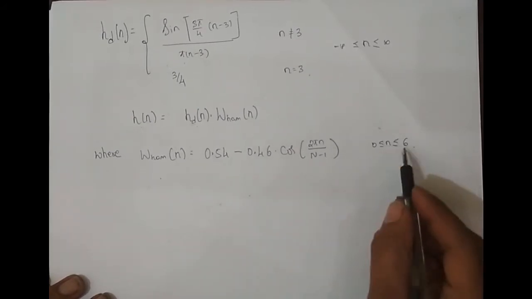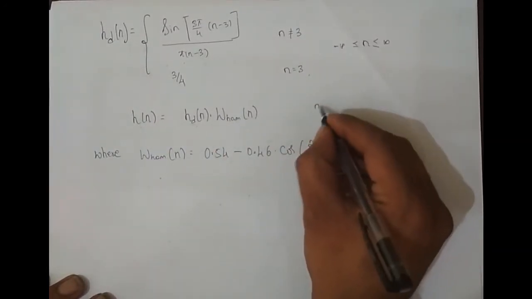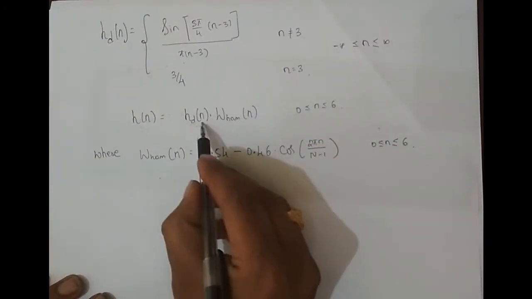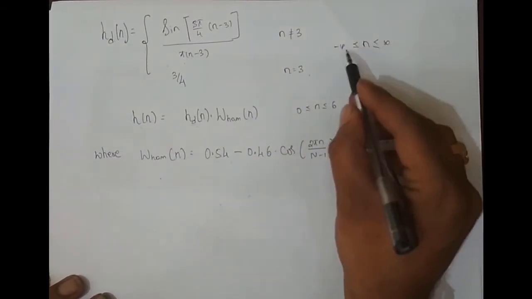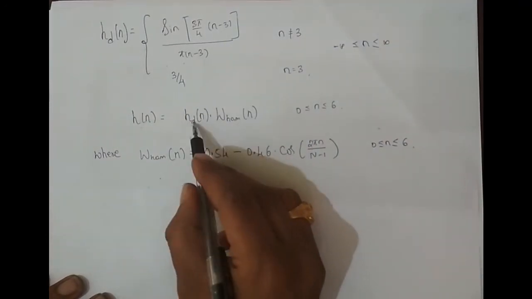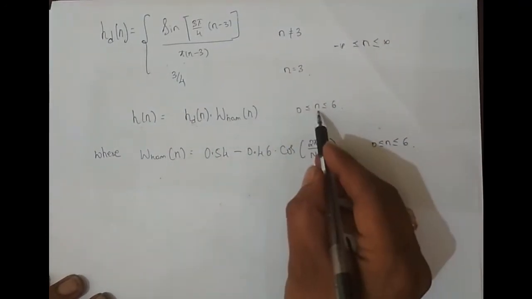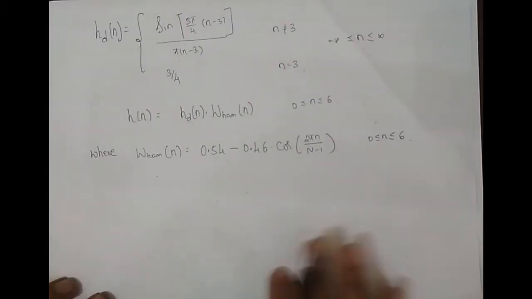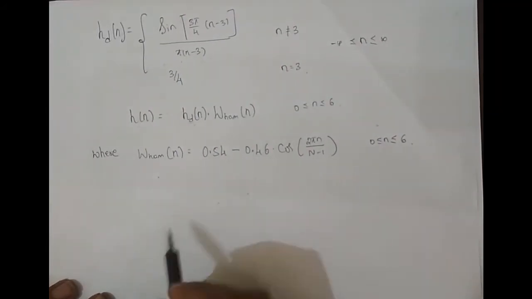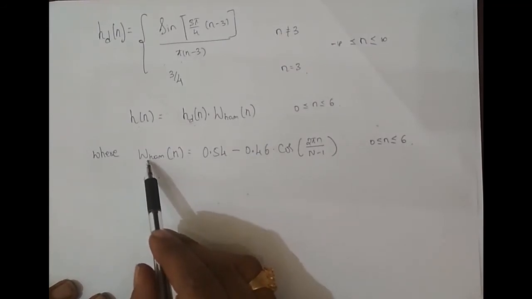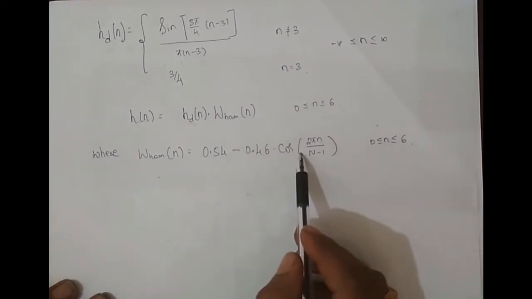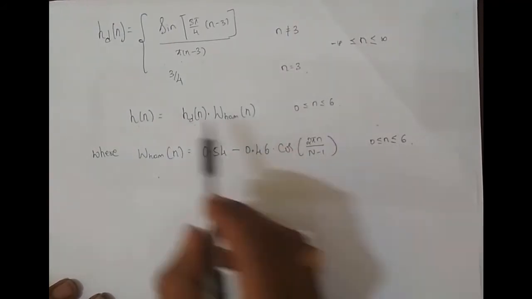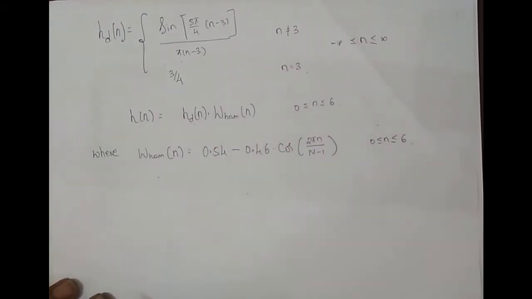Since n is varying from 0 to 6, what is the length? The ultimate length here is also n varying from 0 to 6. hd of n is varying from minus infinity to infinity. When I multiply this infinite length sequence with the finite window function, I end up with 0 to 6. Now, we shall find all the samples of the window function. We find all the samples of hd of n for n varying from 0 to 6, and then we are going to multiply these two so that we get h of n.